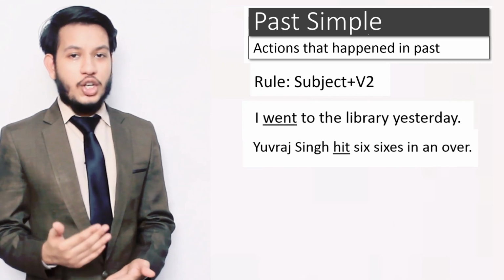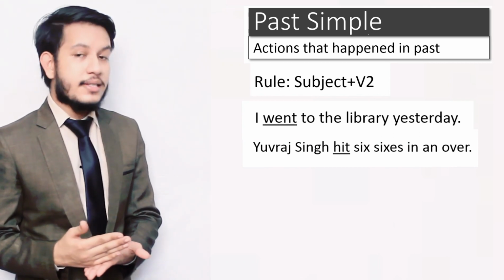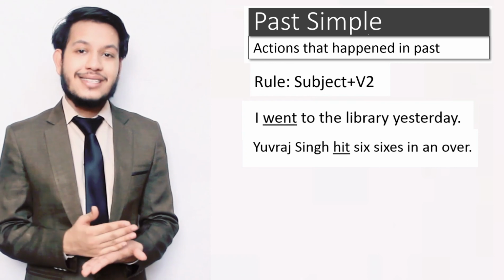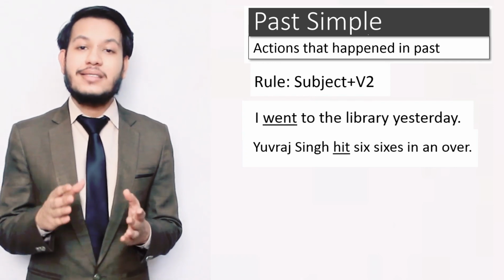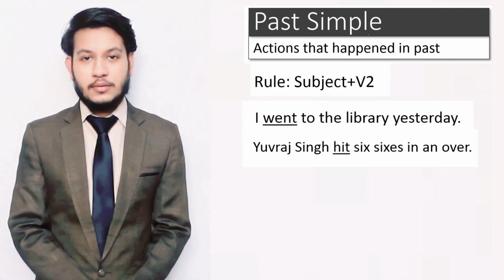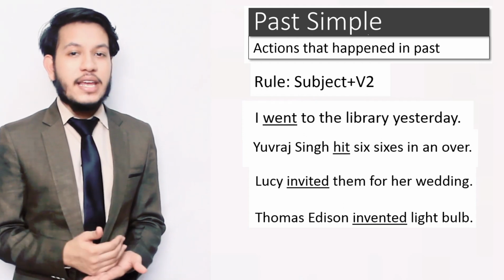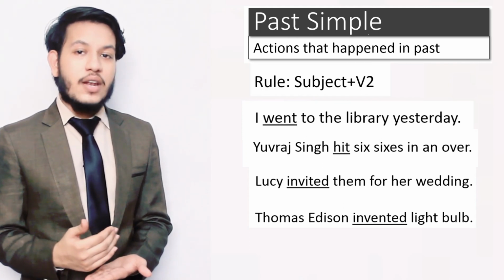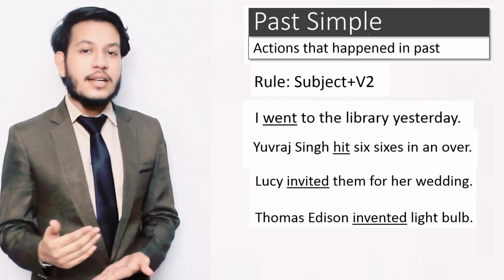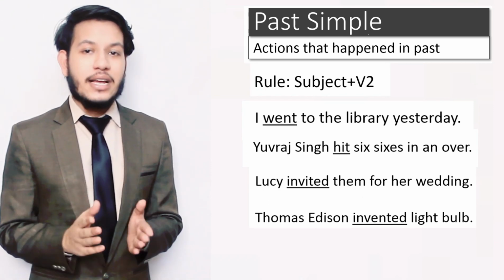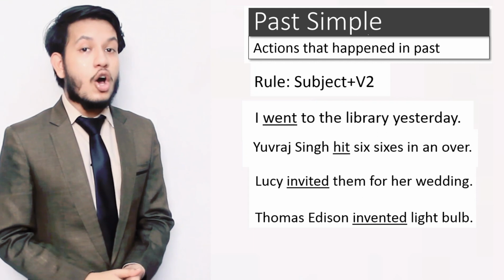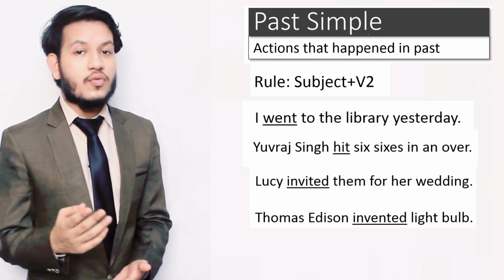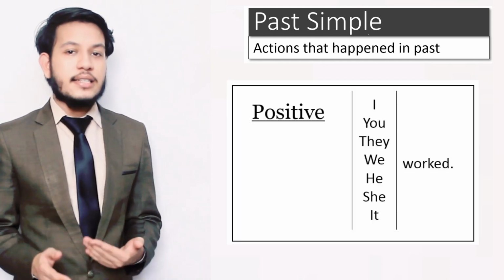Next example, Yuvraj Singh hit 6 sixes in an over. It is a statement that simply tells that this happened in past. Next examples, Lucy invited them for her wedding and Thomas Edison invented light bulb. All of these sentences simply tell that these actions happened in past, and all of these sentences have a second form of the verb. Now let's understand its structures.